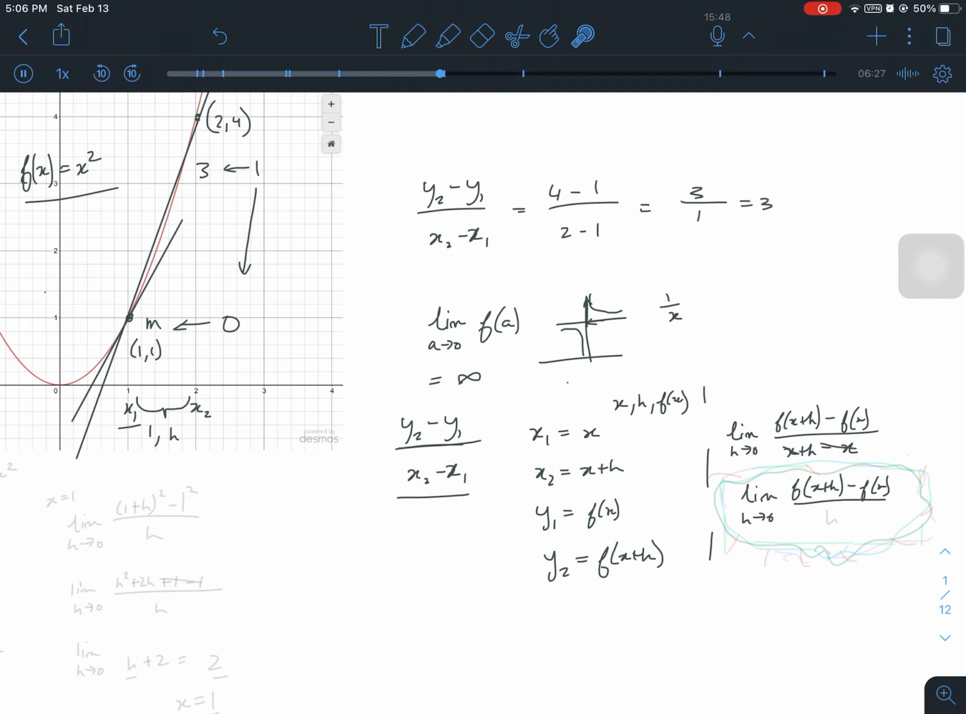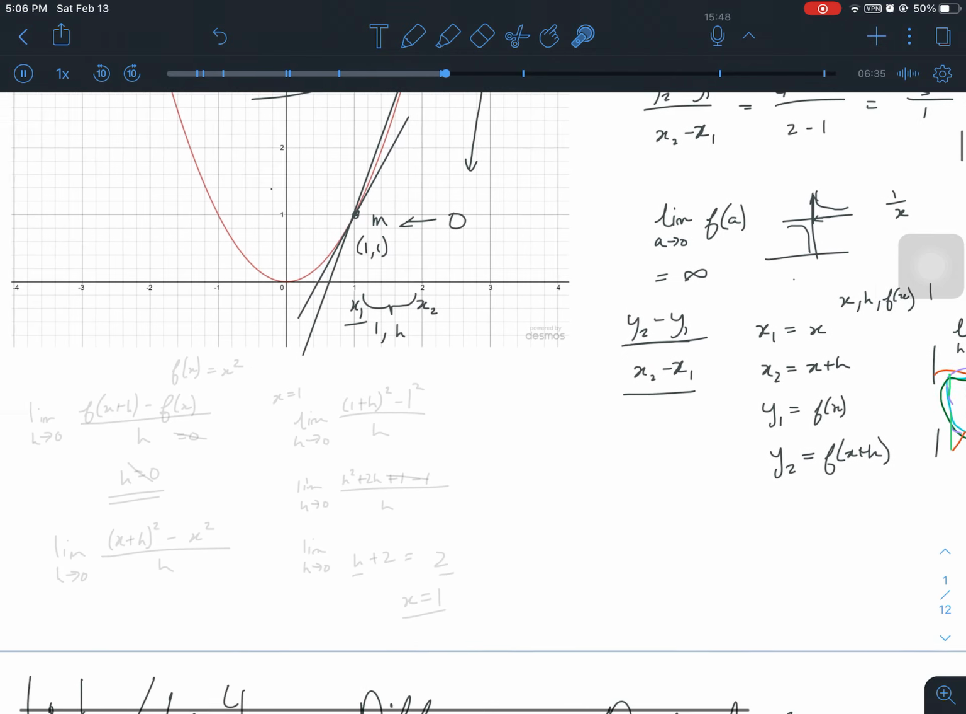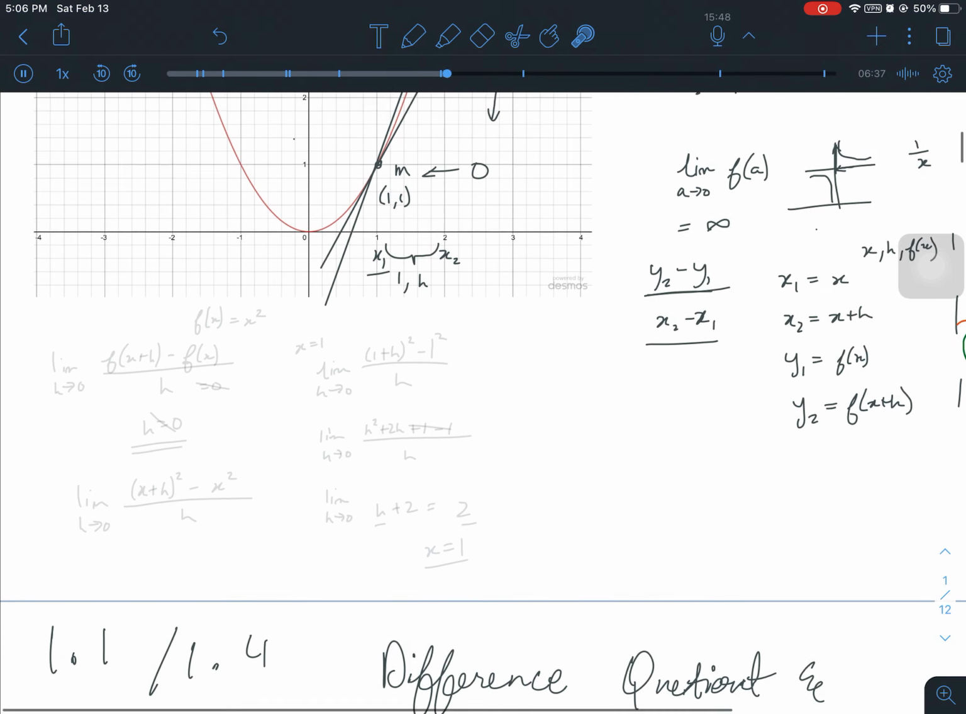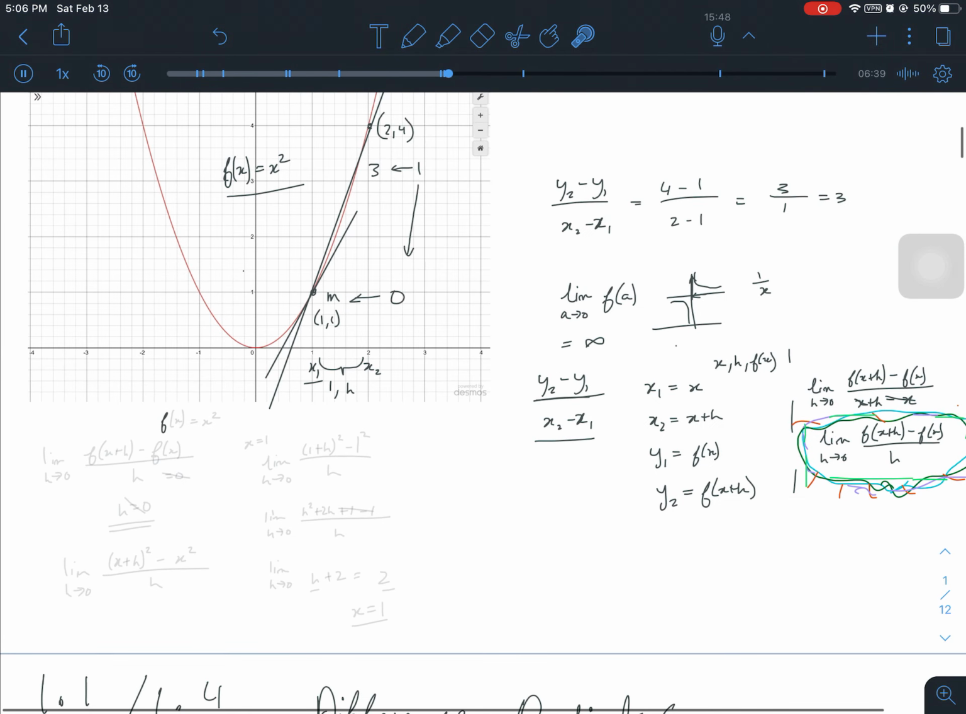These two cancel, and then h. And that is our first derivative equation. Now let's try to find the slope of the tangent line at x equals 1. What's f of x? f of x equals x squared. Right, let's just keep that in the back of my mind.